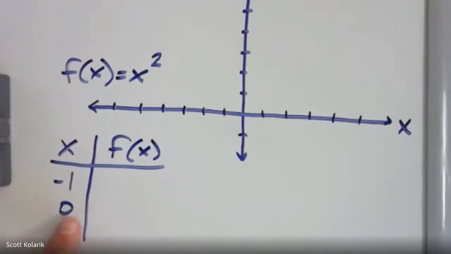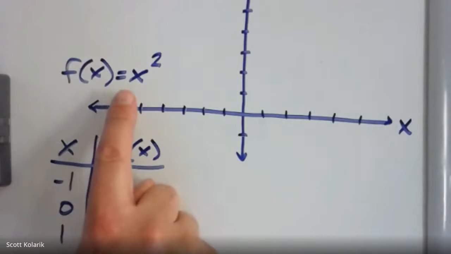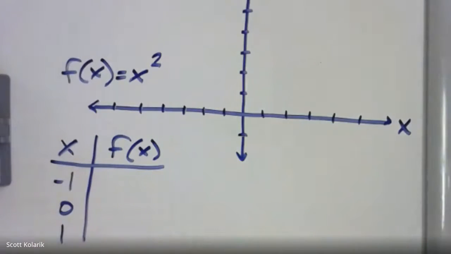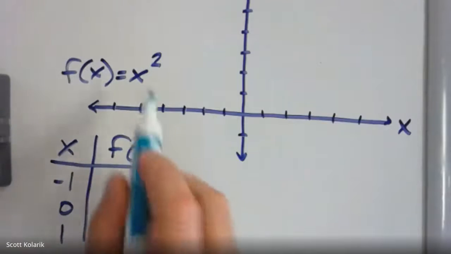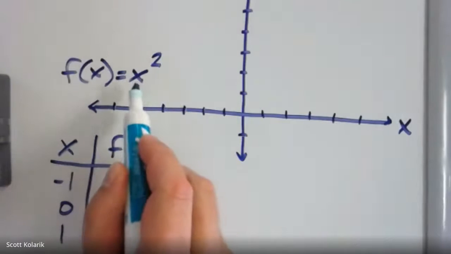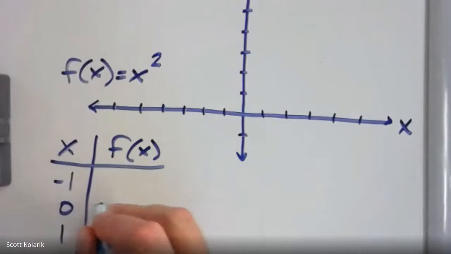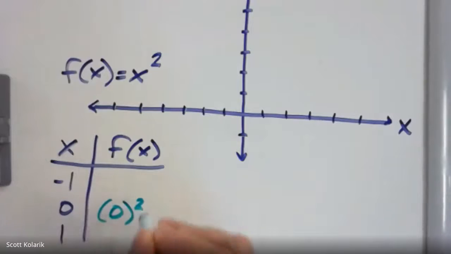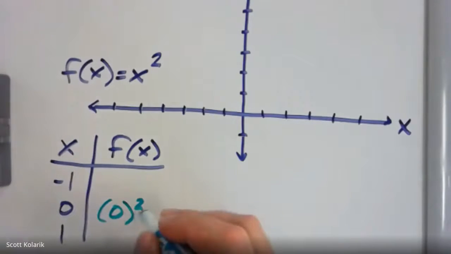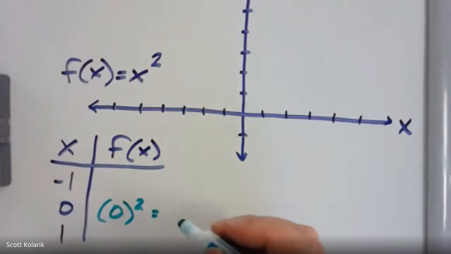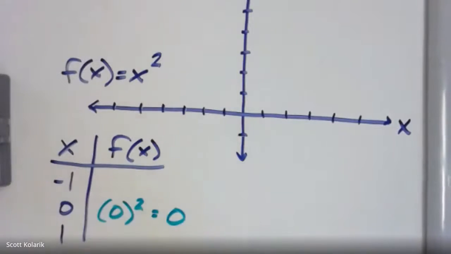Okay, well, let's start with 0. If I were to plug 0 into this function, let's see what happens. When I plug in 0, basically I'm plugging into this x squared and replacing the x with 0. So in this case, I would end up with 0 squared. I'm just plugging in that value. Well, if I square 0, I get 0 times 0, or just 0.